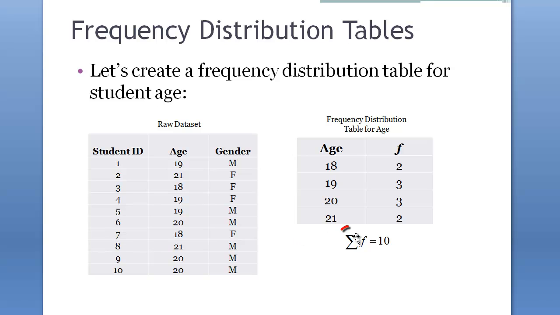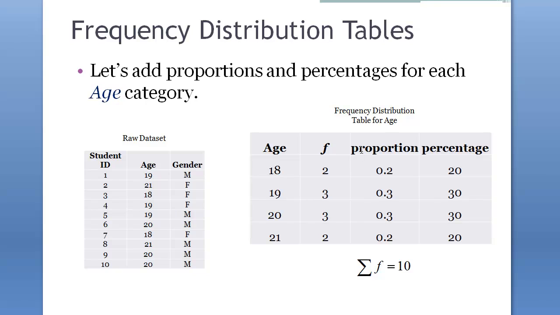And sigma means a sum. F is frequency. So the sum of all the frequencies is 10. 2 plus 3 plus 3 plus 2 equals 10.